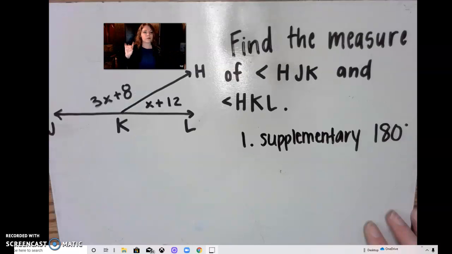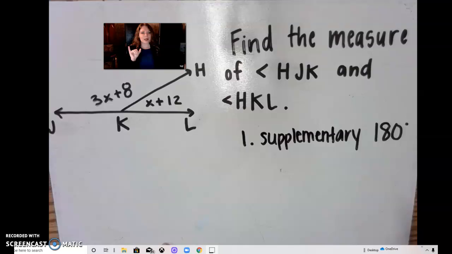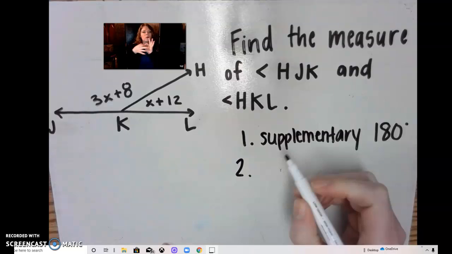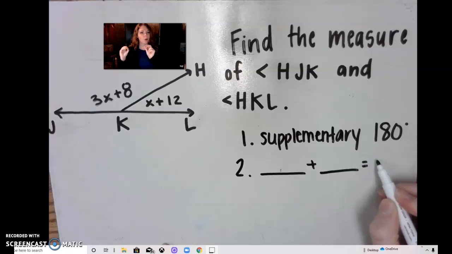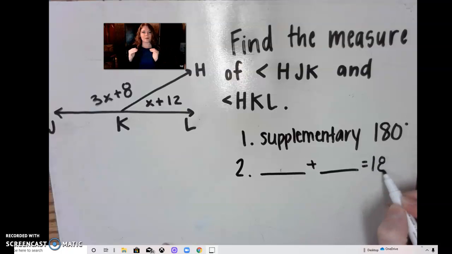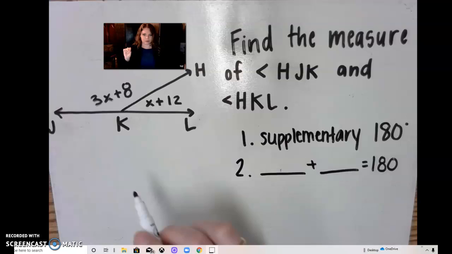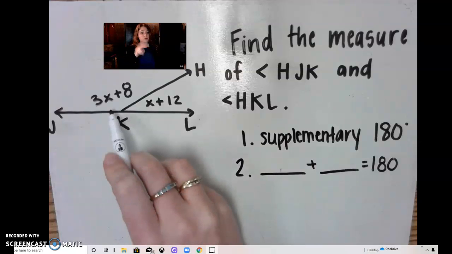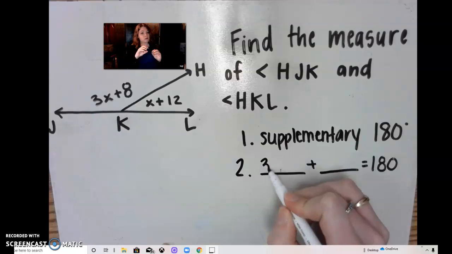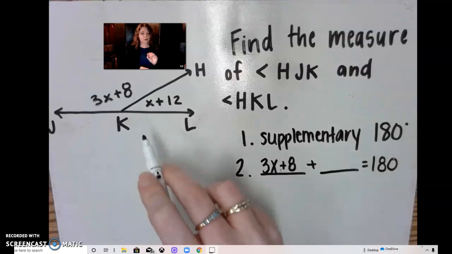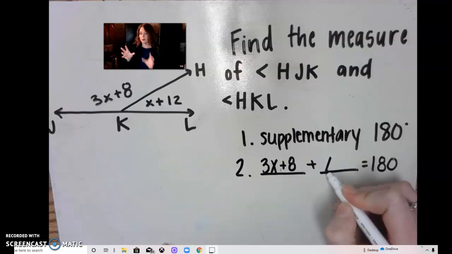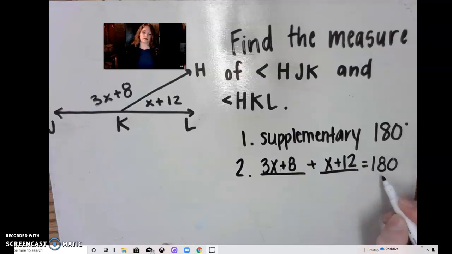The same thing's going to happen. We want to create our equation, but instead of adding them up to 90, we are going to add them up to equal 180. So I'm just pulling this information from our angles. We have 3x plus 8, and then we also have x plus 12. And again, please make sure on supplementary you're adding them to 180.